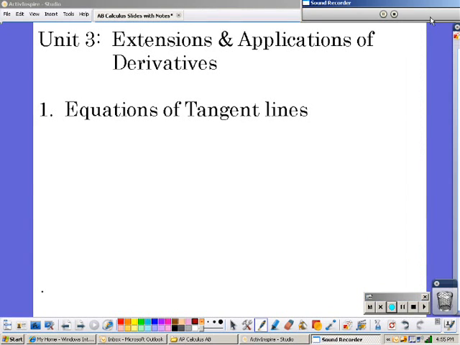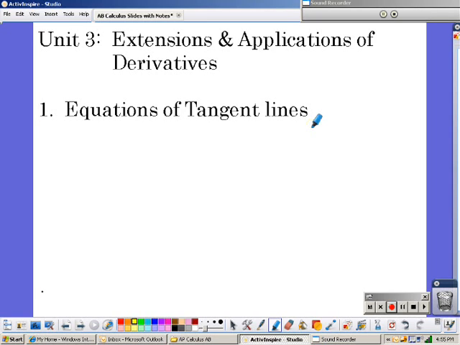Okay folks, we're going to start Unit 3, which is going to look at some applications and extensions of derivatives. Since y'all are getting pretty good at taking derivatives, it'd be nice to figure out what we actually do with them. One of our first applications is to take a look at equations of tangent lines. So we're going to talk about how we find equations of tangent lines and also what they look like graphically.